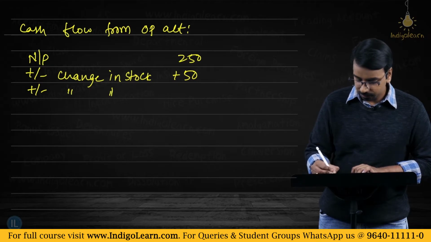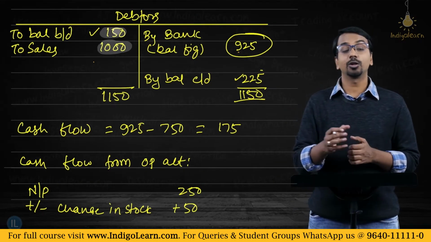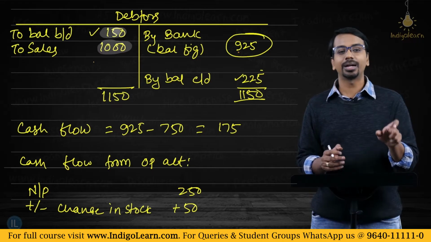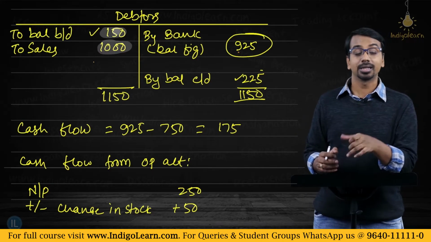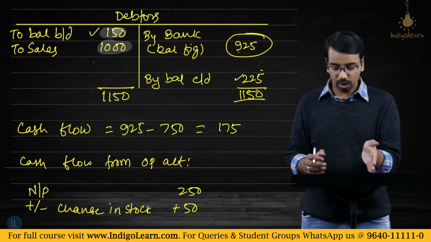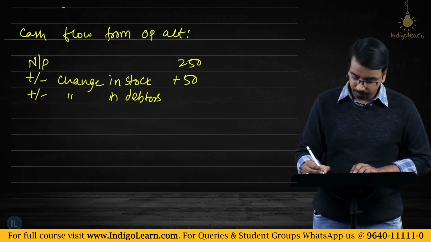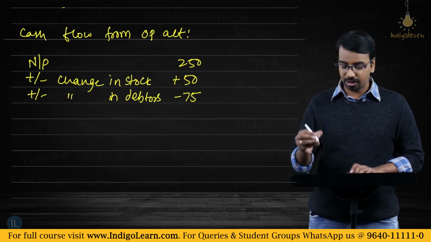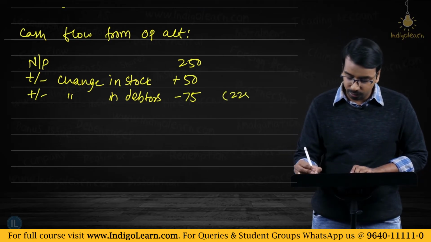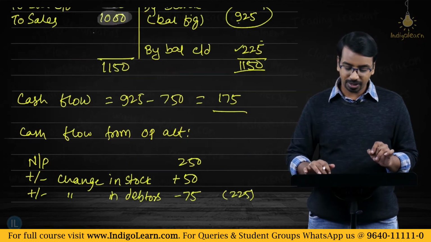Then change in debtors. In change in debtors, opening balance 150, closing balance 225, the net impact will be 75, but will it be plus or minus? You have to do opening minus closing. 150 minus 225 is minus 75. So, you say minus 75. Now, if you say 250 plus 50, 300 minus 75, you get 225 of cash flow. But our cash flow is 175, and why is that?